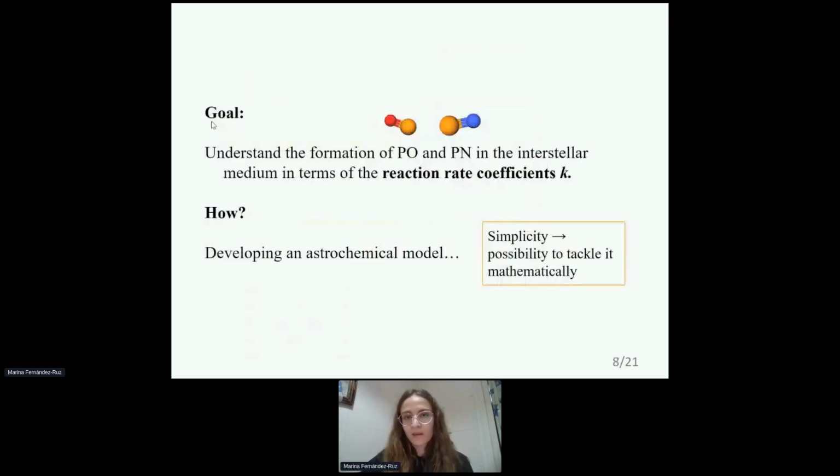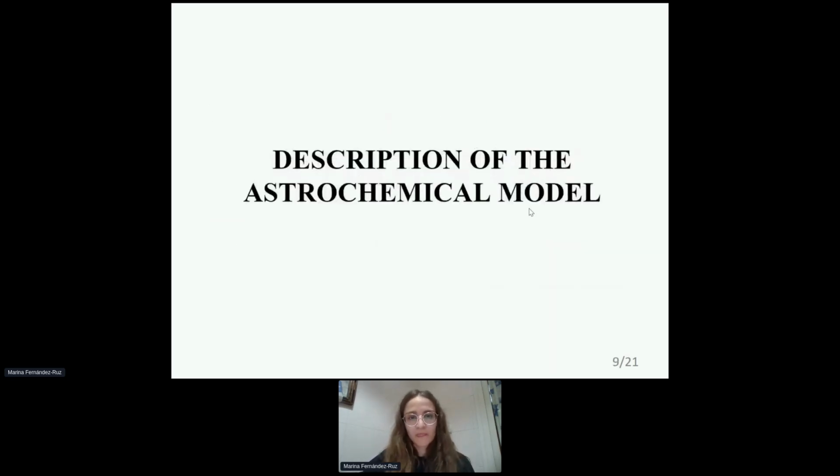Our goal is then to understand the formation of these two molecules, PO and PN, in the interstellar medium in terms of the reaction rate coefficients. And how? Well, I'm going to explain a model that we developed that is simpler than existing astrochemical models, but this simplicity allows us to address it mathematically, as you will see in a moment. So I'm going to explain how the astrochemical model works.